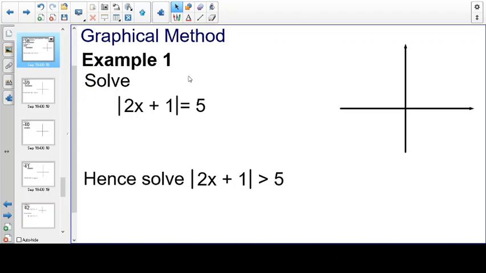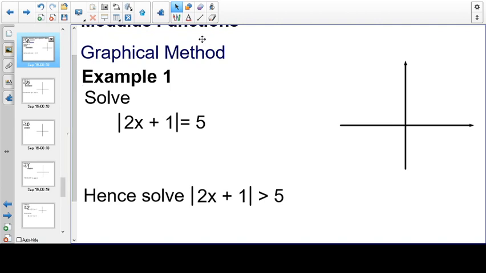So if we want to solve modulus 2x plus 1 equals 5, we're going to consider where the graph of y equals modulus 2x plus 1 and the graph of y equals 5 intersect. So the first thing to do is to sketch each of the graphs.